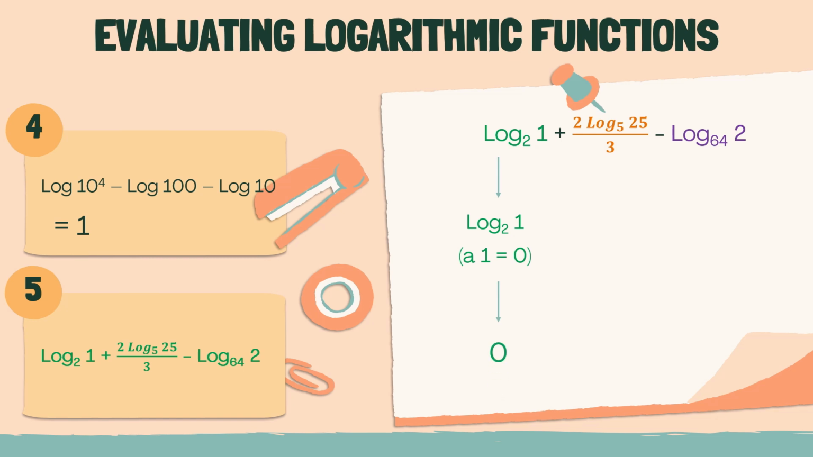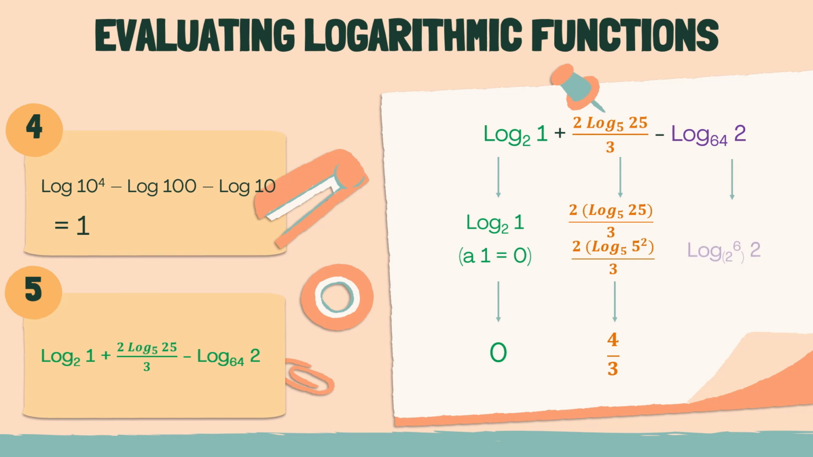2 log base 5 of 25 over 3. Copy the 2 and 3, then focus on the log base 5 of 25. We will only simplify it if we are finding the value of x, which will be discussed later in this video. And so, log base 5 of 25 becomes log base 5 of 5 squared. Applying the a^(log_a x) = x technique, the answer will be 2. But don't forget the fraction as well. It will become 2 times 2 over 3, which makes it 4/3.